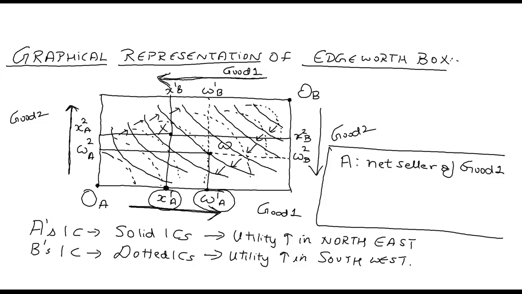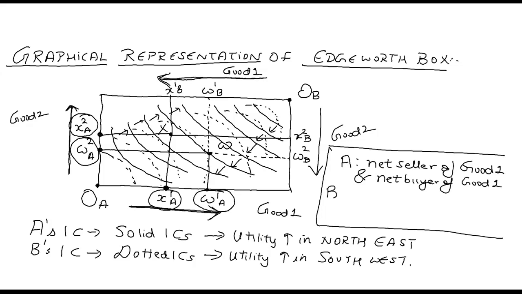If I look at agent A only, agent A is a net seller of good 1, and look at good 2. Agent A is consuming more than his endowment of good 2. Agent A's endowment of good 2 is this much, but how much is he actually consuming? This much. So I can say agent A is a net buyer of good 2. So why is agent A a net seller of good 1? Because he is consuming less than his endowment. Why is agent A a net buyer of good 2? Because he is consuming more than his endowment.